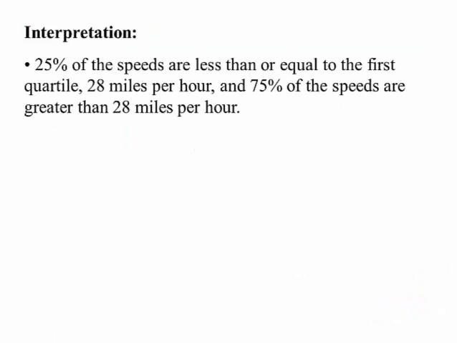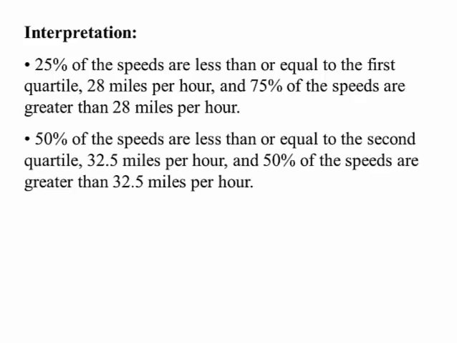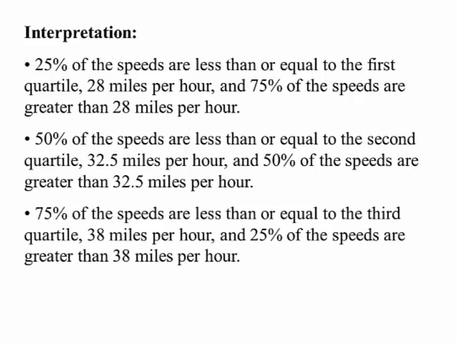Let's interpret this. 25% of the speeds are less than or equal to the first quartile, which is 28 miles an hour, and 75% of speeds are greater than 28 miles per hour. For the median, 50% of the speeds are less than or equal to 32.5 miles per hour, and 50% of the speeds were greater than 32.5 miles per hour. And lastly, 75% of the speeds are less than or equal to the third quartile, 38 miles per hour. 25% of the speeds are greater than 38 miles per hour.